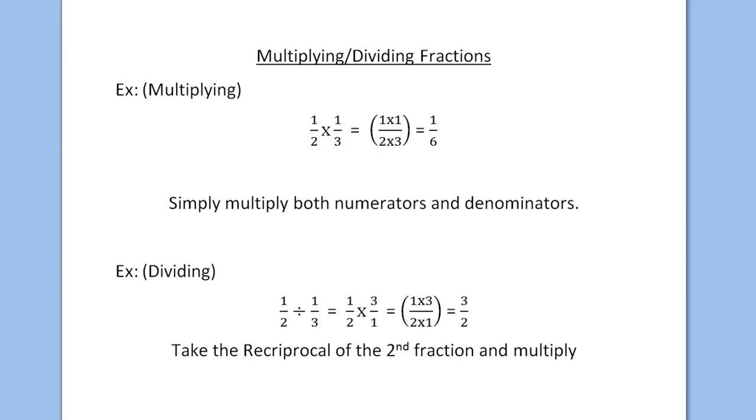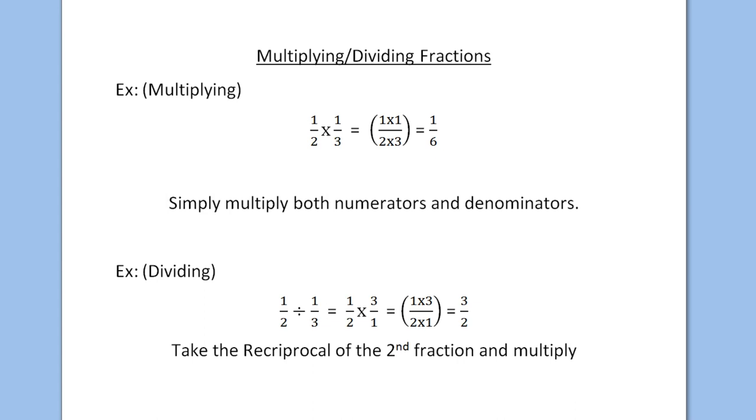Now we're going to look at a multiplying and a dividing example of fractions. Multiplying is probably the simplest case you'll ever meet. When you multiply two fractions together, all you have to do is multiply their numerators and multiply their denominators. So 1 over 2 times 1 over 3 is equal to 1 times 1 over 2 times 3, and that's 1 over 6. Very simple. However, it does get a little trickier when you divide, and this is where reciprocals come in.